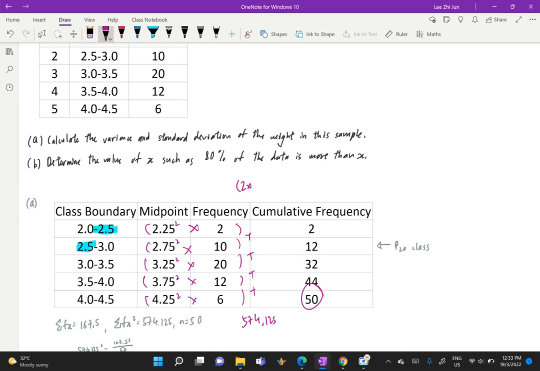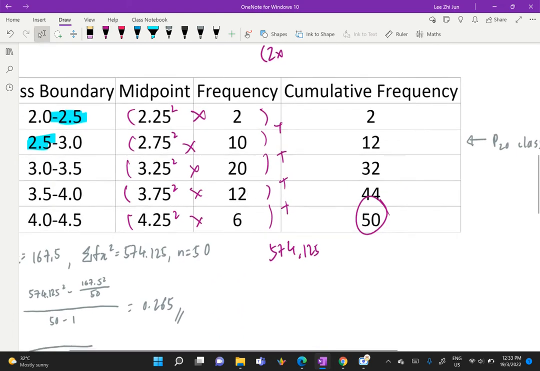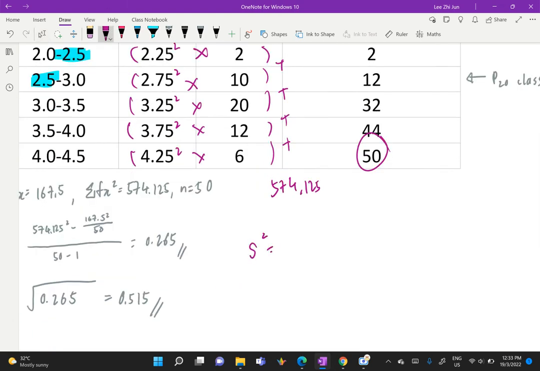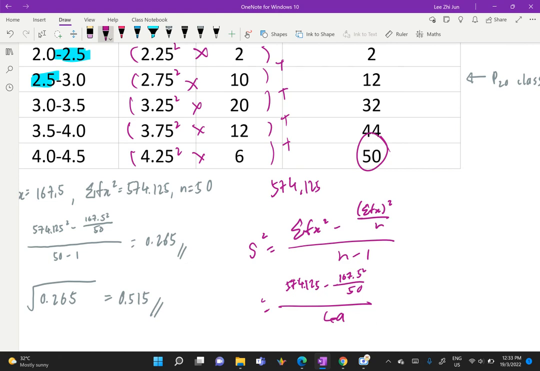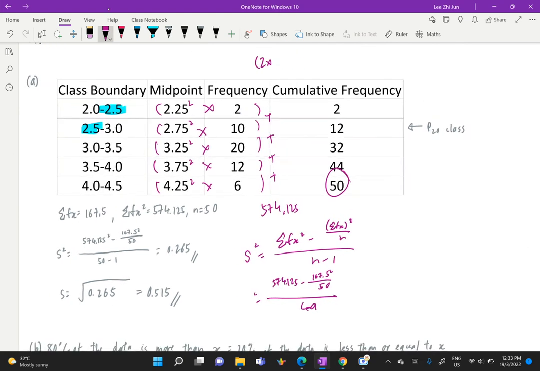So I can calculate the variance using the formula. 574.125 minus 167.5 squared over 50, divided by 49. So I will get 0.265. Well, the standard deviation is the square root of it, so I get 0.515.